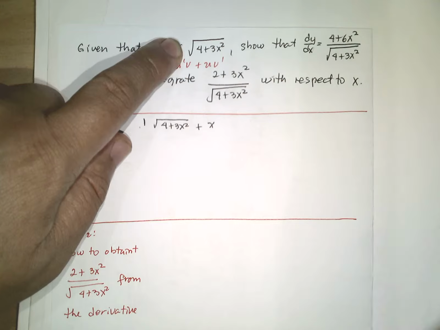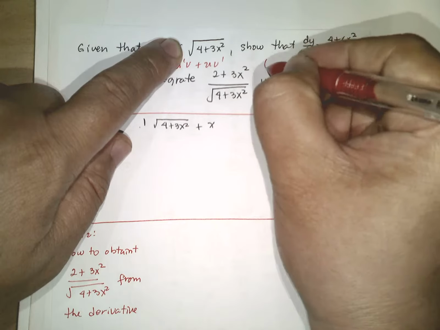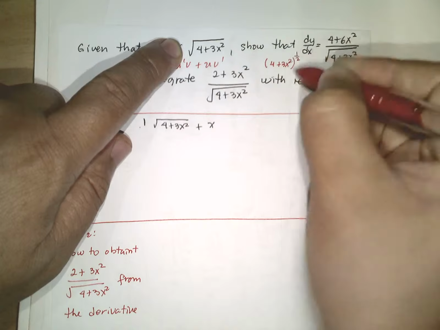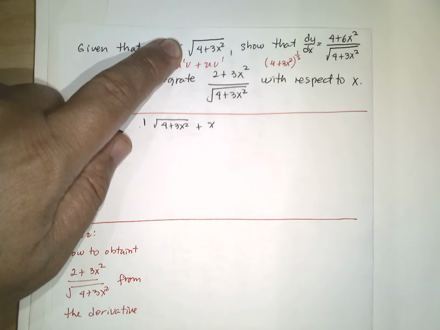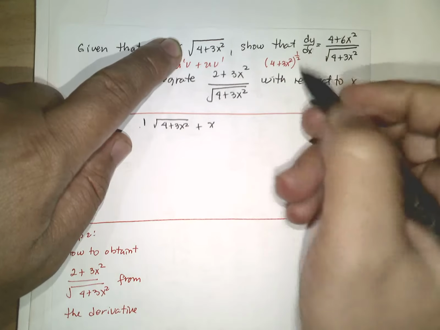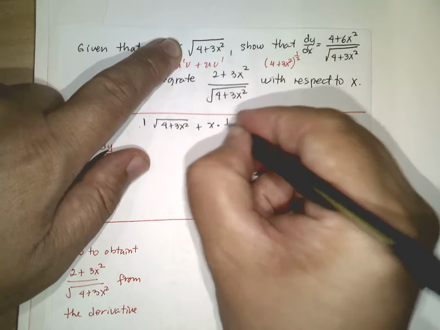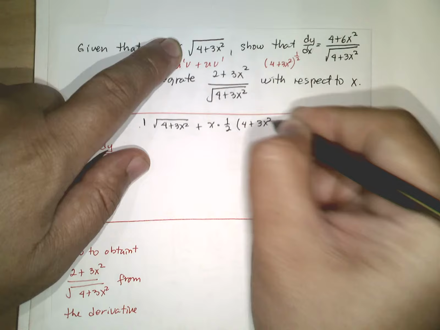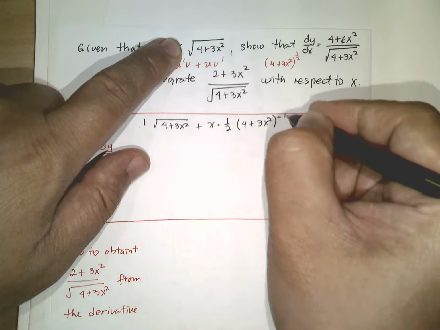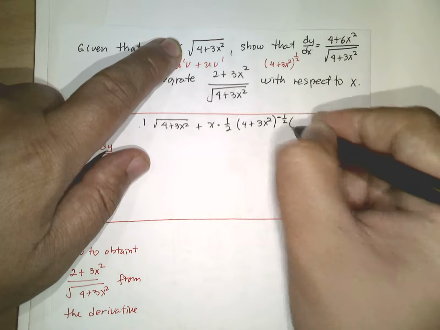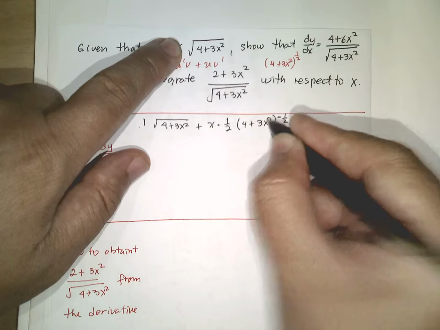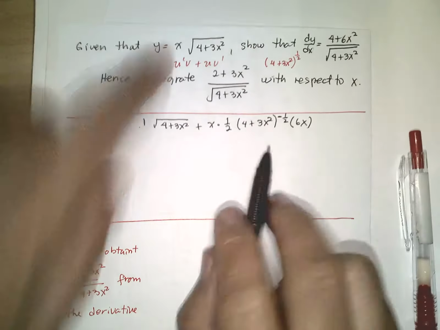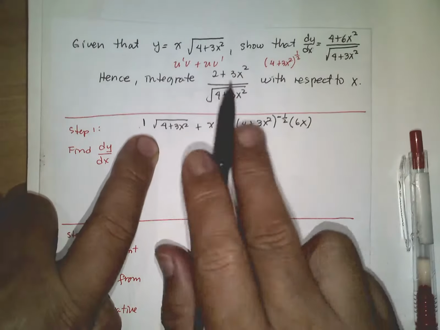Again, please remember that 4 plus 3x squared raised to the half is equal to that, okay? So we can take the derivative of this, which is times half, 4 plus 3x squared raised to negative half, times the derivative of 4 plus 3x squared, which is 6x. So this is now the derivative of this function.